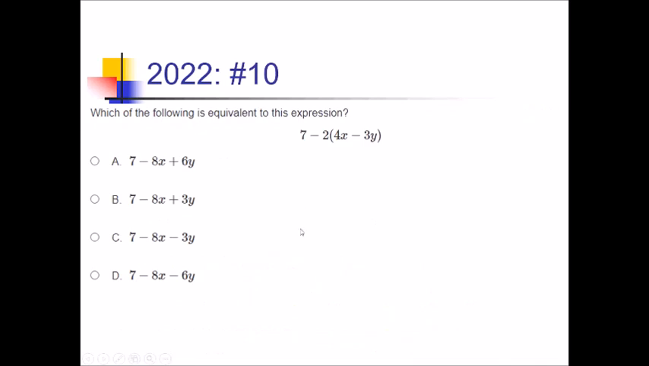For this problem, we want to know which expression is equivalent to this one. Literally, all we have to do here is distribute this -2. So just do it carefully. So we're going to have 7 minus 8x, and then -2 times -3y. Negative and negative is a positive, 6y. And looking at our answer choices, we have 7 minus 8x in all the answer choices. We just need this plus 6y, which is only in answer choice A.